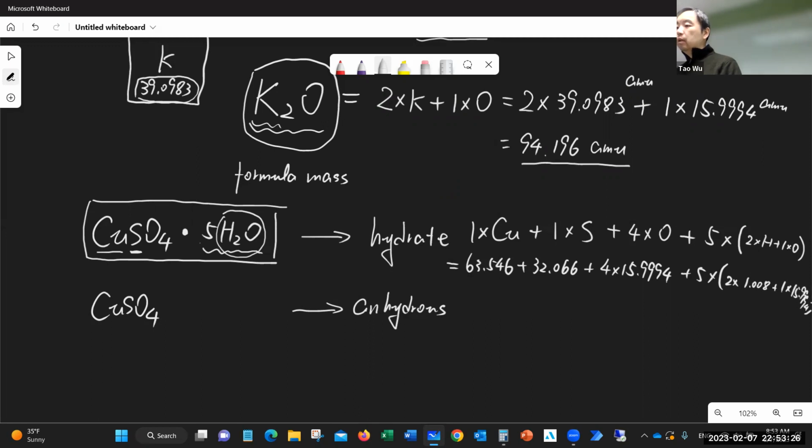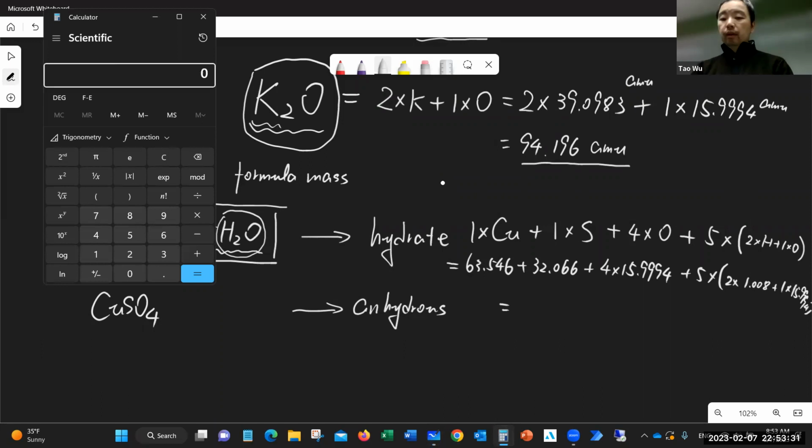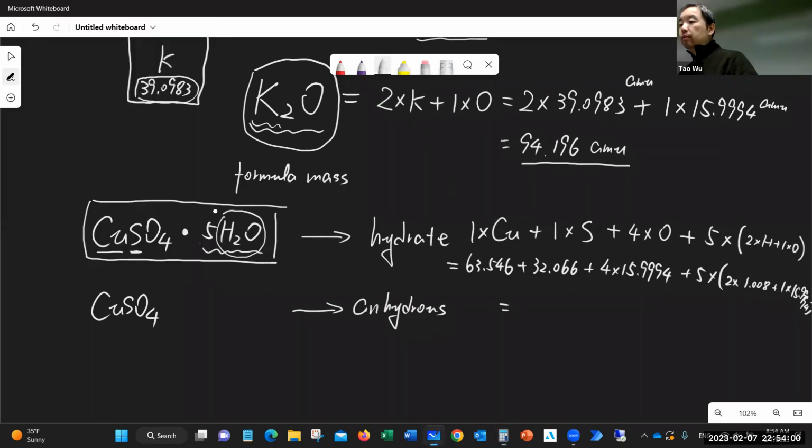15.9994. Okay, so then you add the stuff all together. 63.546 plus 32.066 plus 4 times 15.9994 plus 5, you're gonna have a parenthesis 2 times 1.008 plus 15.994. And you got the mass of this formula is 249.6866.